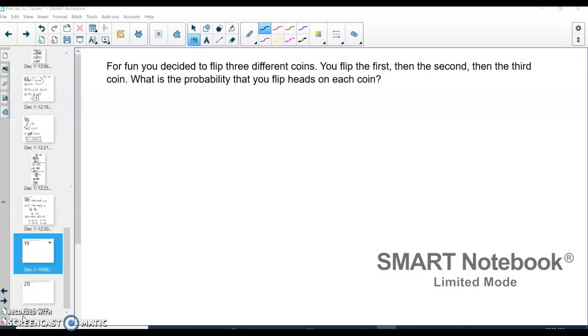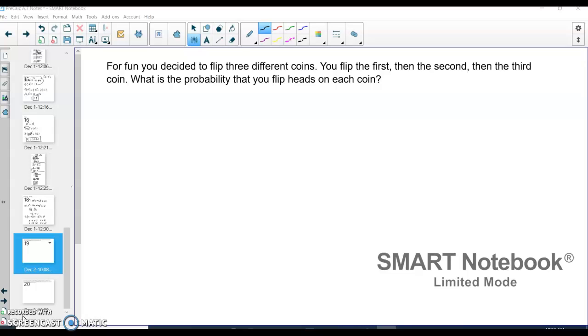All right. And like I said, when we're addressing a question like this and we're trying to figure out how do I set this up correctly, I need to think what are my events and what are my possible outcomes of each event. So we're going to look at this problem here. It's saying for fun, we're deciding to flip three different coins. We flip the first coin, the second coin, then the third coin, and we're looking for the probability that we land on heads on each coin flip.